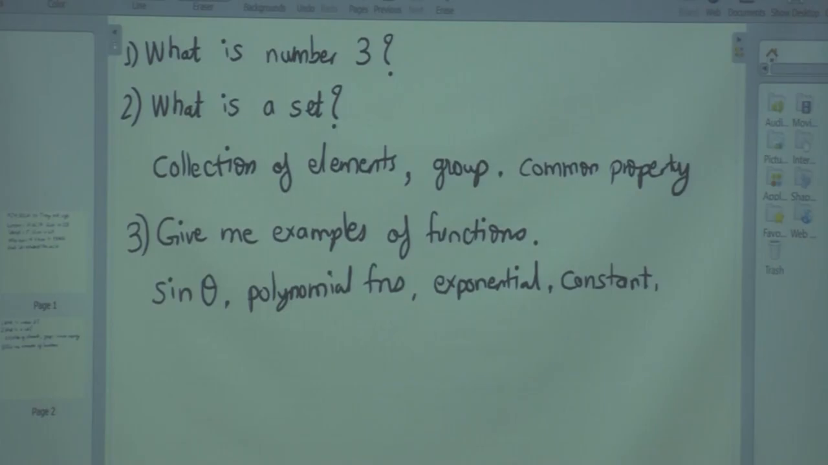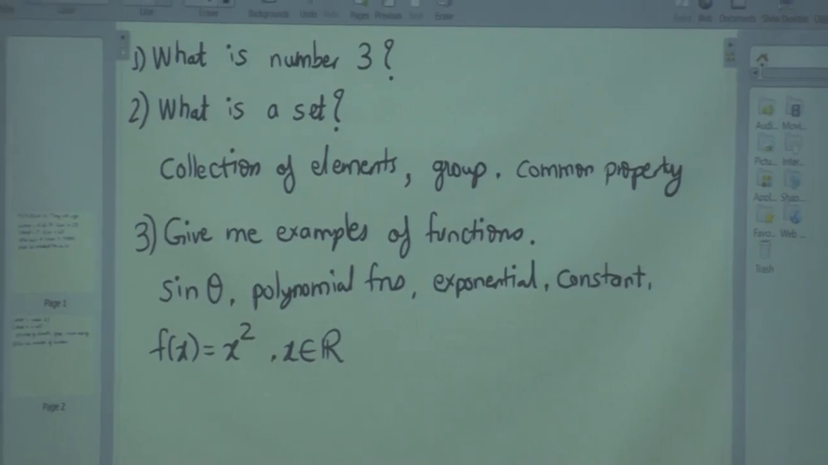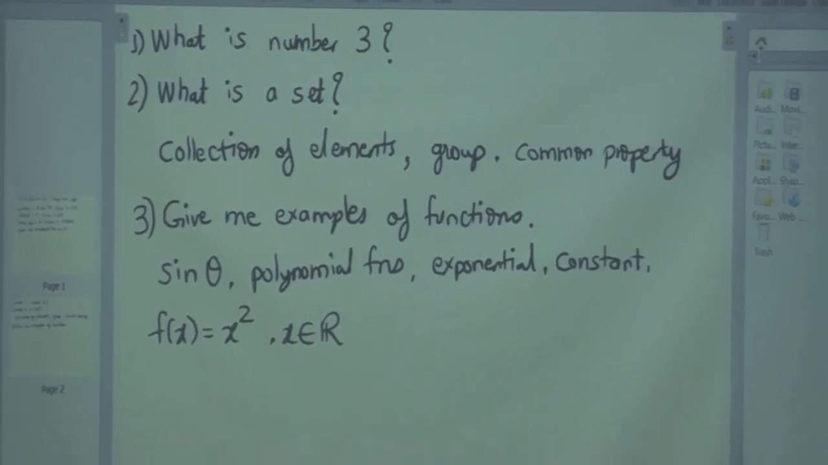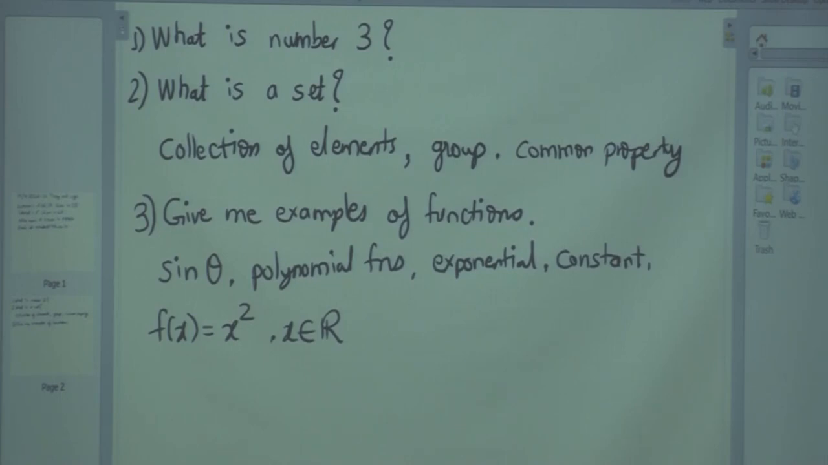f of x equal to x square, x belonging to R. f of x equal to x square, okay, good. x square, x belonging to R, okay. Yeah, notice how I am writing R, yeah. You all have to practice that. If you don't write it, you will lose marks. Real numbers, natural numbers, integers, they all have to be differentiated from their English counterparts. Right, so real numbers are written like this. Okay, is this still a function? f(x) equal to x square, x belonging to R.